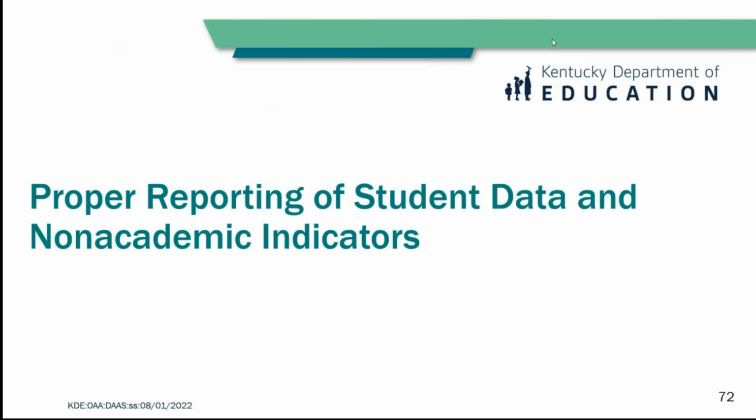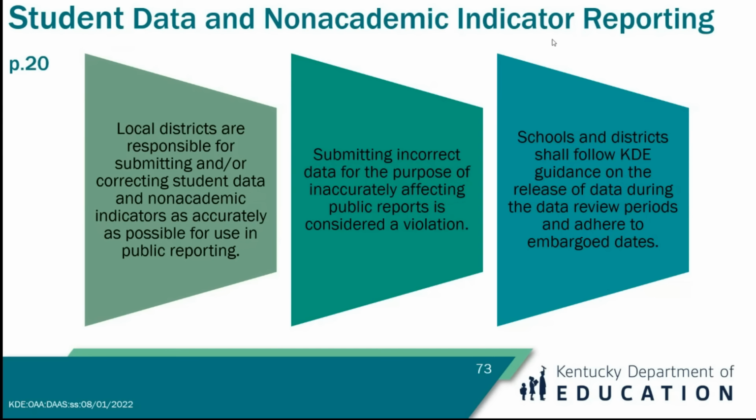A few more parts of the state assessment and accountability system are reporting student data and non-academic indicators. Non-academic information submitted to KDE is expected to be as accurate as possible at the time of submission. However, there are opportunities to correct errors discovered during the data review process.